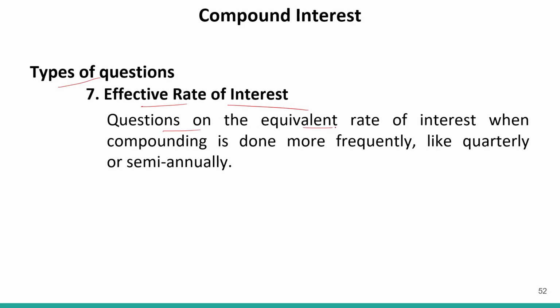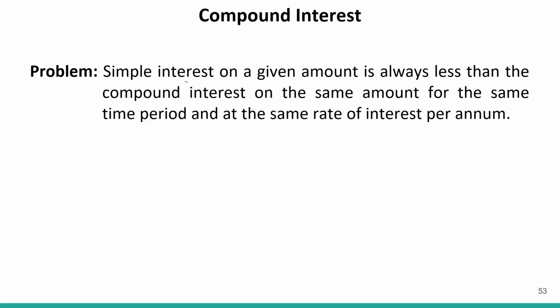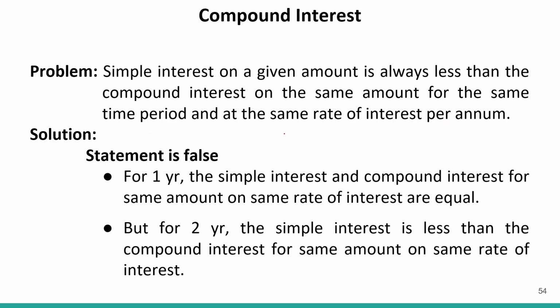So questions on the equivalent rate of interest when compound interest is done more frequently, like quarterly or semi-annually. So simple interest on a given amount is always less than the compound interest on the same amount for the same time period and at the same rate of interest per annum. Let's see whether this statement is true or false. Actually false. For 1 year, the simple interest and compound interest for the same amount at the same interest rate are equal, because SI is equal to PRT by 100, right?